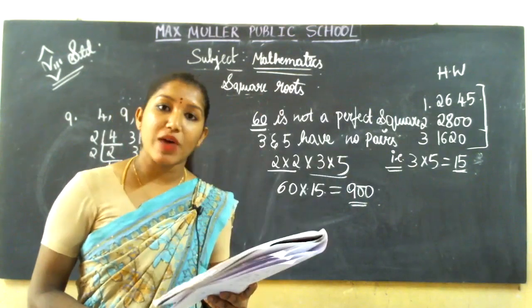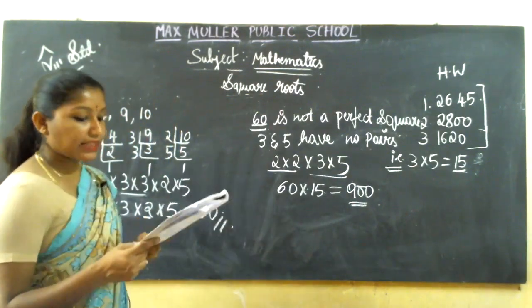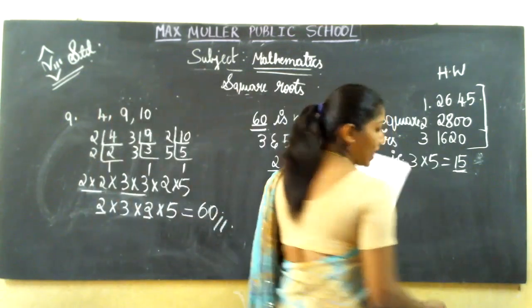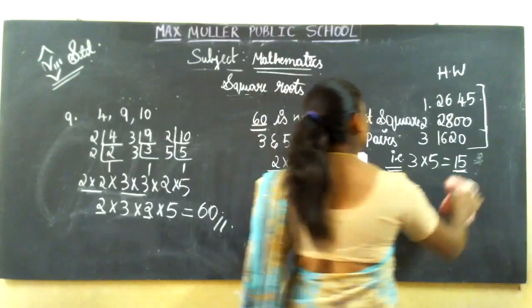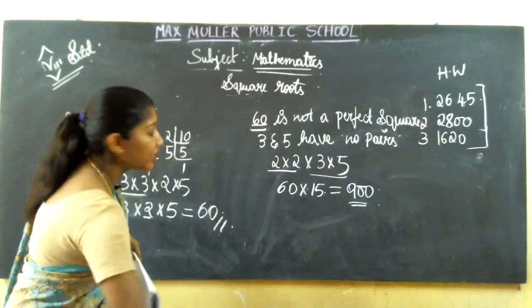The required square number is 900. Like this you have to do the problem. You have to do the 10th problem the same way. What did you do here?